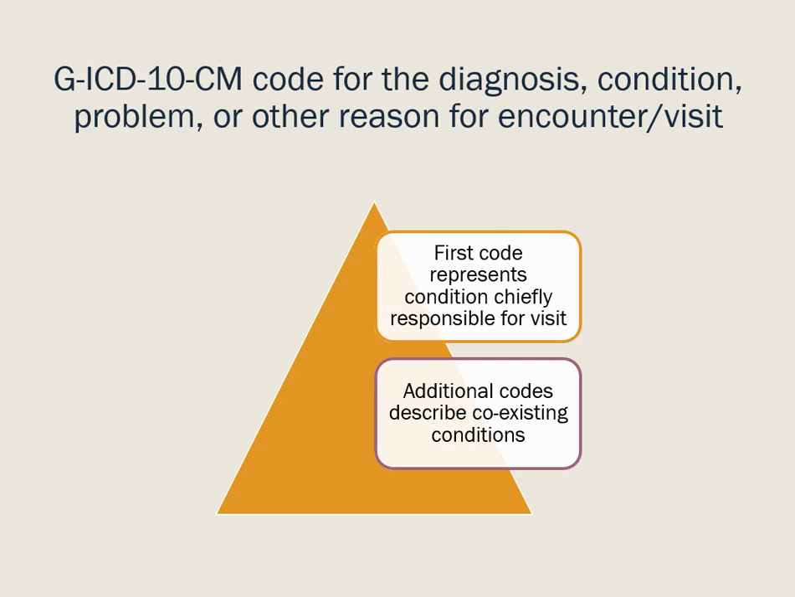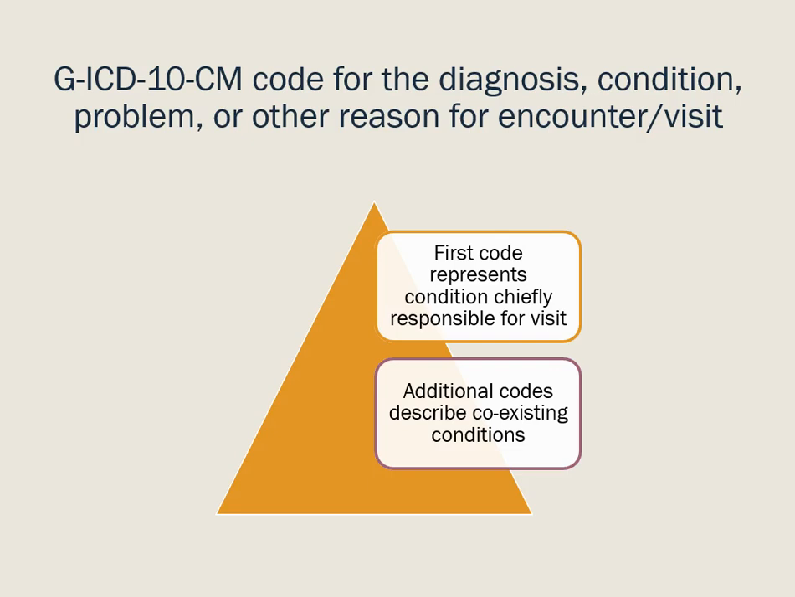Next up, we have Guideline G. Here, we're talking about the reason for the encounter or visit. We are going to list the code that describes the diagnosis, condition, problem, or other reason that is supported by medical record documentation that's responsible for the services being provided today. I always say my claim form is going to demonstrate what happened, that's my procedure code, and why it happened, that's my diagnosis code.